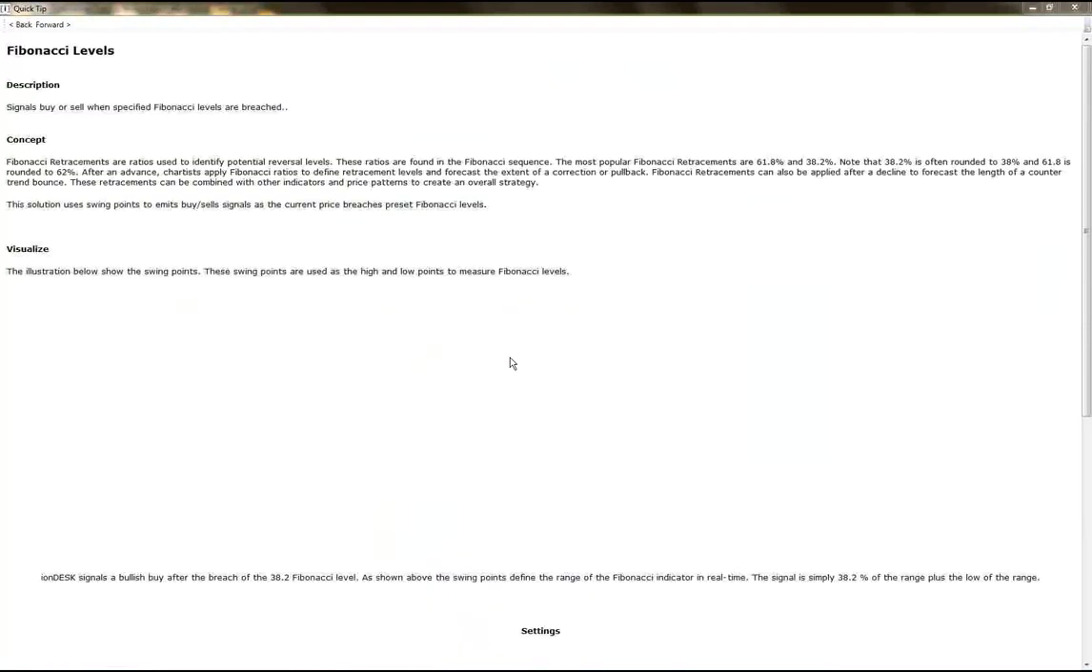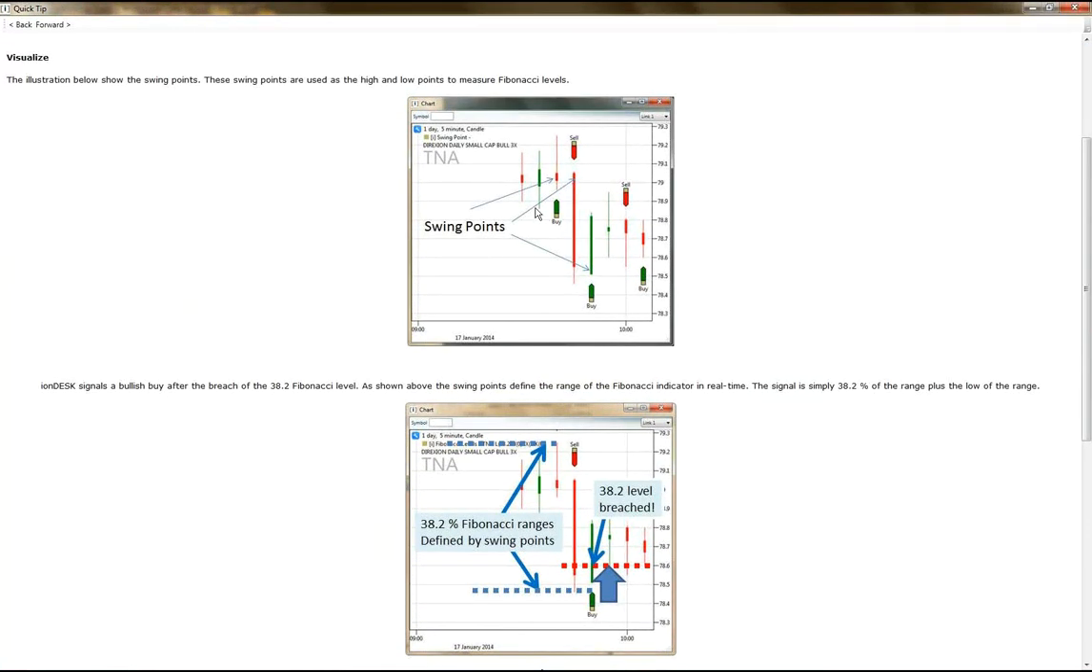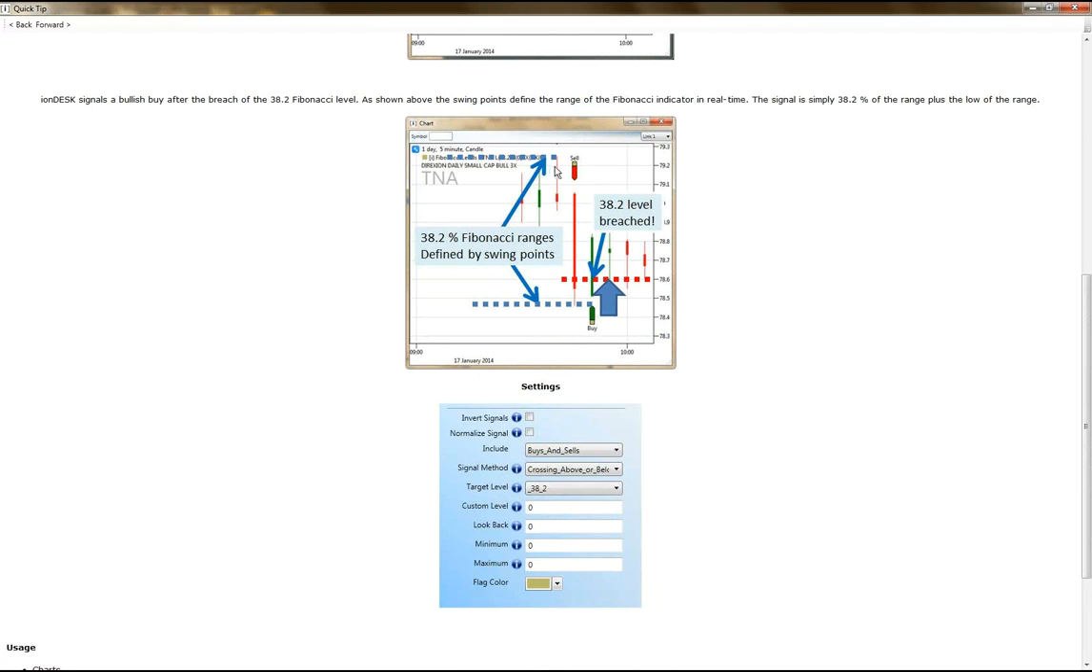Right. The way it's used within IonDesk, it will scan the data coming in and look for swing points. Here's a swing high, here's a swing low. IonDesk will buy in at whatever percentage of the Fibonacci that you want. This is a little bit closer. It's showing a 38.2 Fibonacci. Here's the high, here's the low. IonDesk would buy in at that red point if it breaches that.